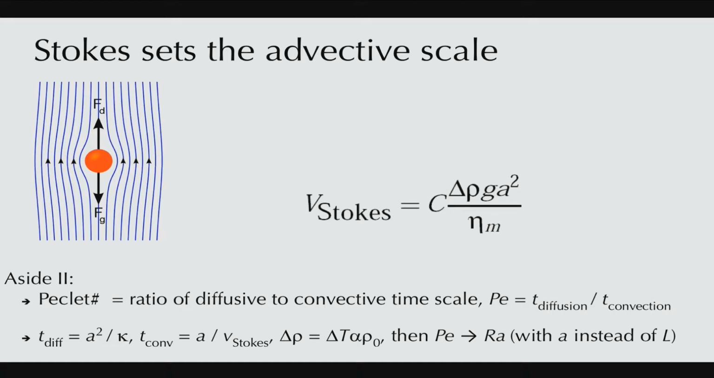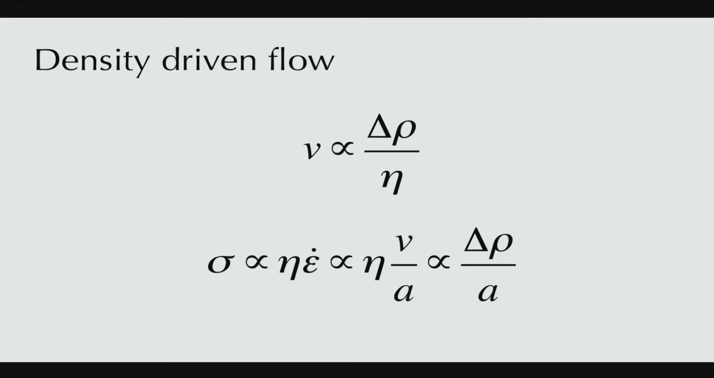We can plug in a thermal buoyancy, temperature difference, expansivity, rho 0, and then the Peclet number turns into the Rayleigh number, which is the number that describes the convective vigor of the system I showed you earlier. So there's a link here between the diffusion and the advection, and you can come up with the Rayleigh number this way, which is kind of nifty. And you've got to plug in the length, the height of the box, rather than the radius, for this to work. Important thing to take away, though: velocities go with density anomalies divided by the viscosity.